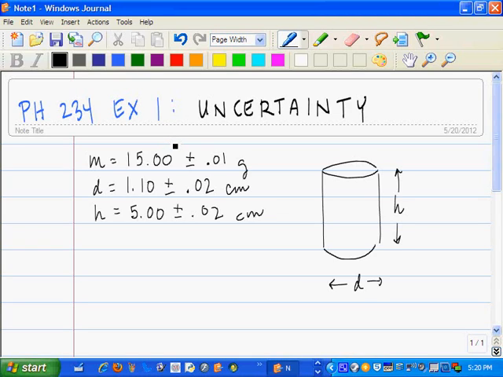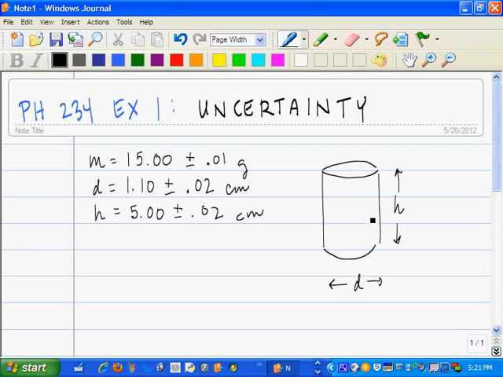Okay, let's look at an example of how to calculate uncertainty. Let's take an example of density. Suppose we want to measure the density of something like a cylinder. To measure the density, we have to measure the mass and the volume, and we can indirectly measure the volume by measuring the dimensions of the cylinder.